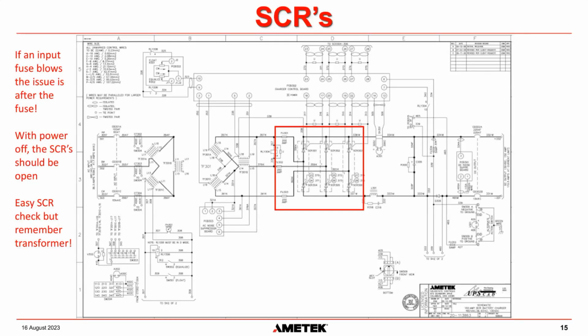So if one of these fuses has blown, then the fault is always upstream of the fuse. Something has happened upstream of the fuse. So in other words, something has happened in this box if a fuse has blown.